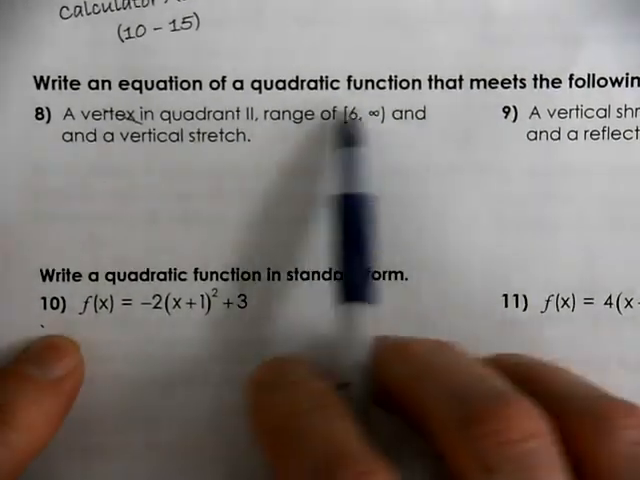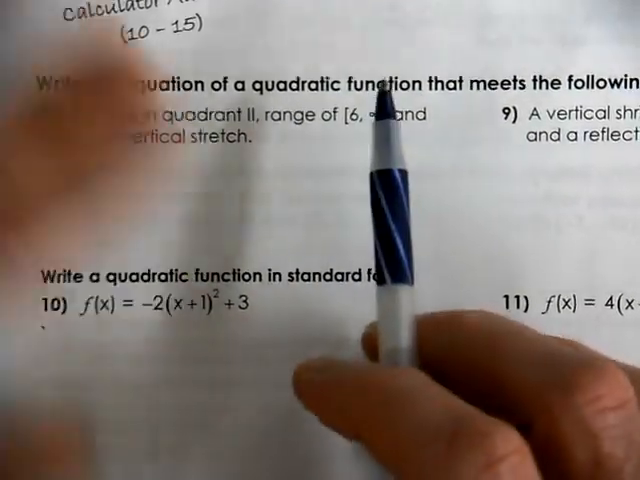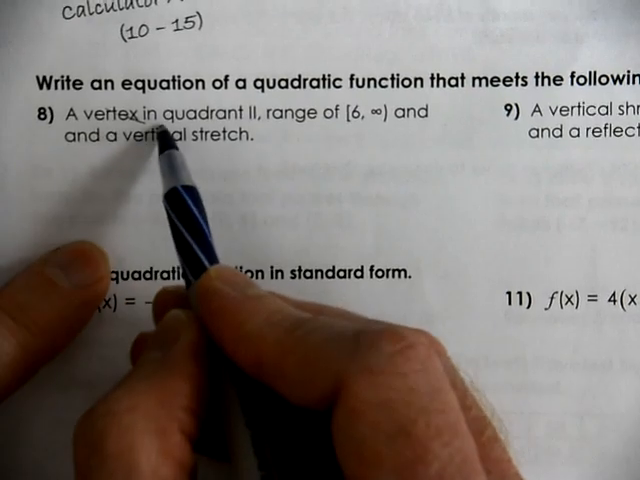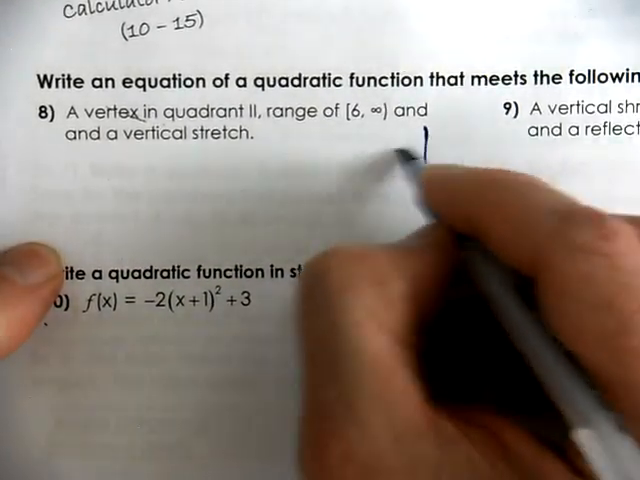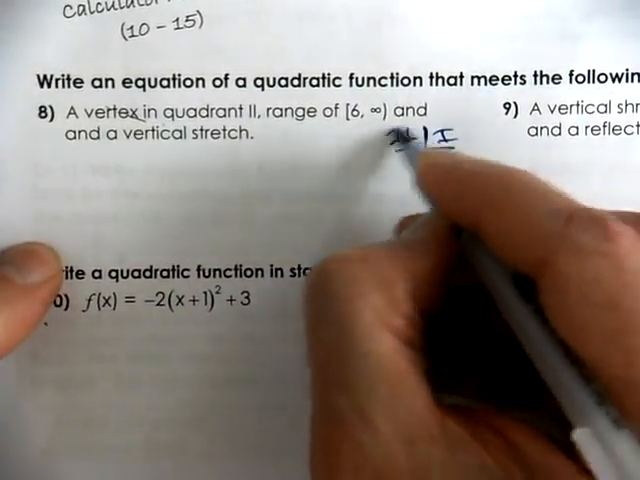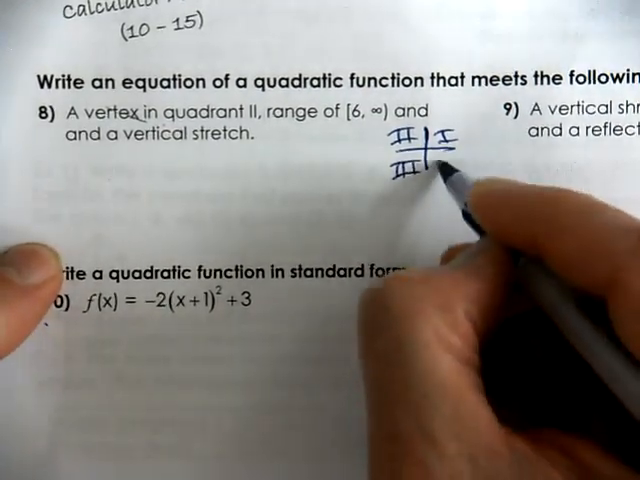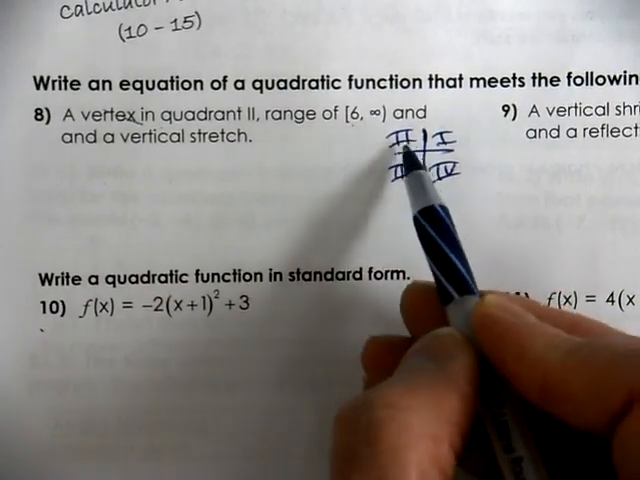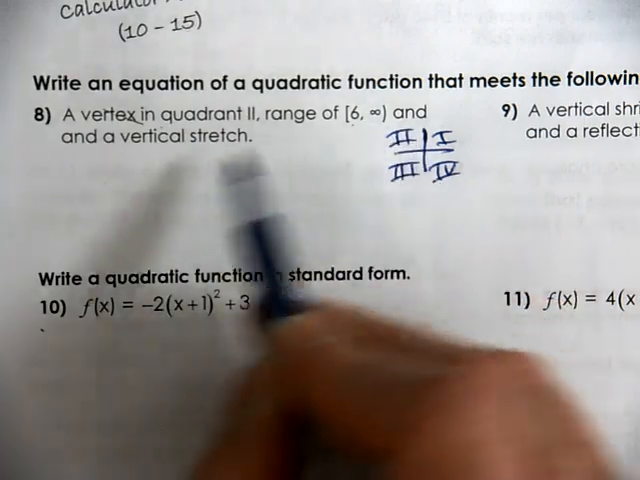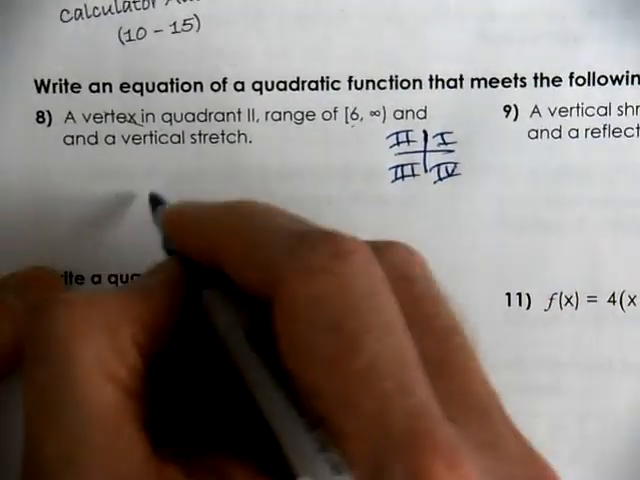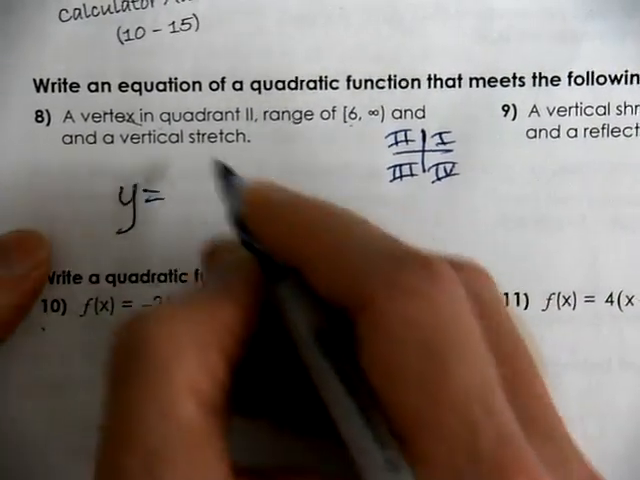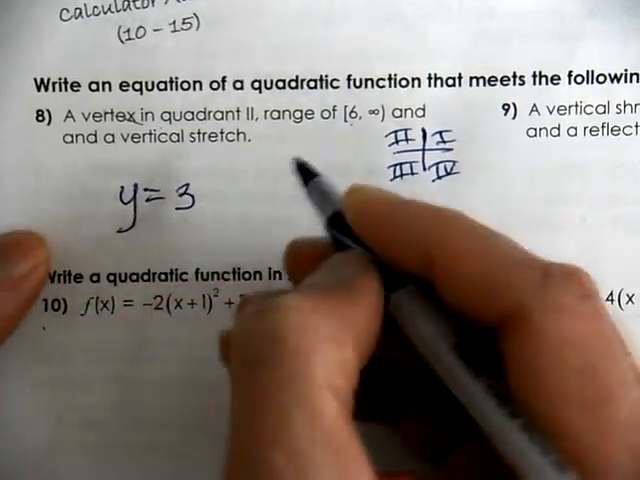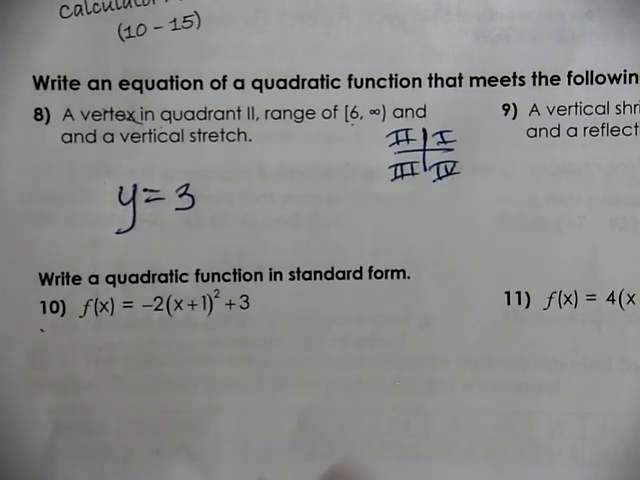Write an equation of the quadratic function that meets these requirements. A vertex in the second quadrant, with a range of 6 and up, and it has a vertical stretch. Vertical stretch means we're going to pick a number that's bigger than 1.